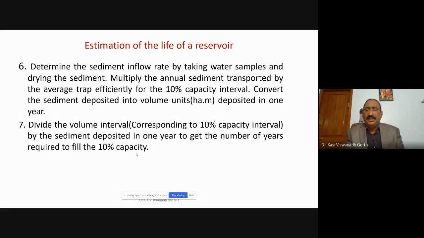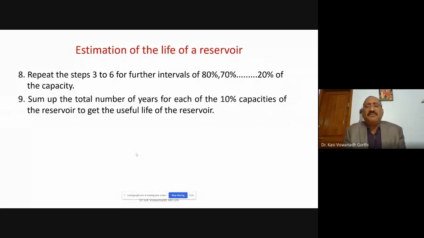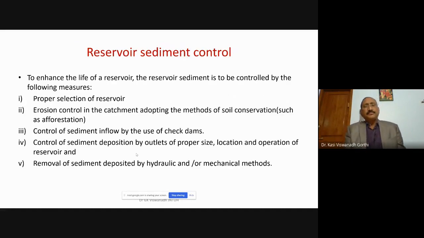So if you just repeat this for 80%, 70%, 60%, move up to 20%, then you will be getting the number of years in each of the strips, maybe for 10% volume, maybe for 10 to 20, 20 to 30, and so on. And add all these total number of years, you will be getting the total life of the reservoir. So before we take up one problem related to that, we see one slide on sediment control also. How to control this sediment?